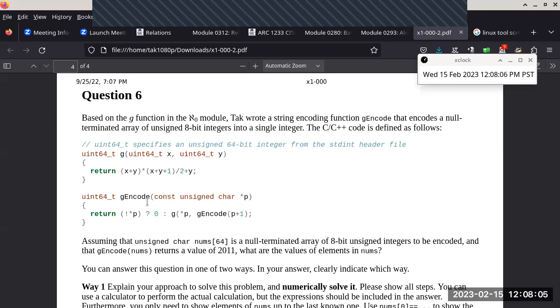Is that okay? So in that case, if P is pointing to a null character, I simply return 0 as the result of G encode. All right, so what if it's not pointing to a null character? Then we go for the recursive subroutine. The non-null character becomes the x coordinate of the G function, and then the G encode of whatever is after this character becomes the y coordinate.